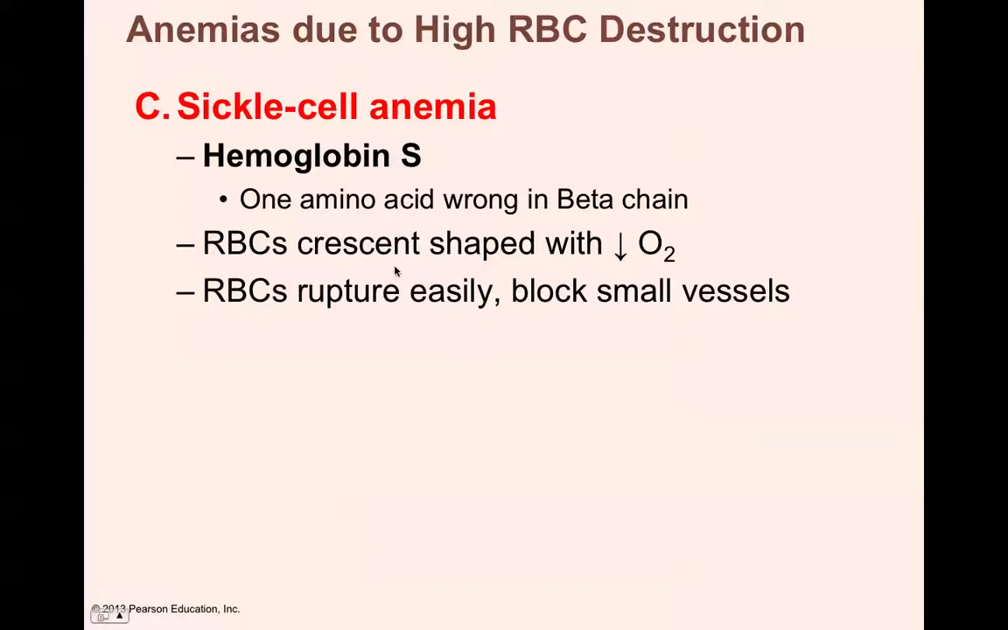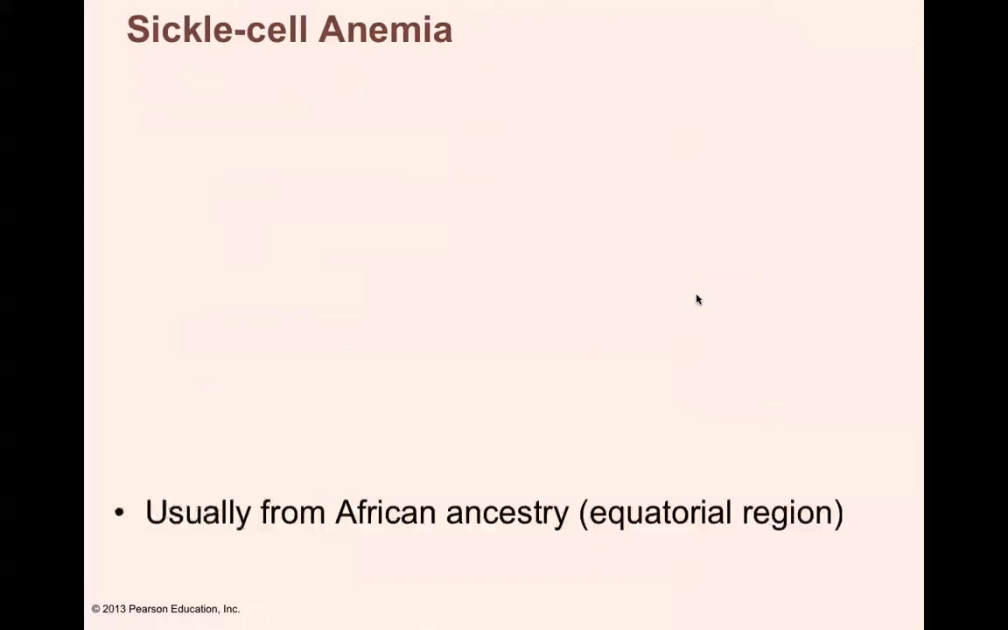The red blood cells will become crescent shaped when there's decreased oxygen. When the person is under stress, when they get sick or whatever, and there's decreased oxygen, these red blood cells just pop into this crescent shaped structure, which can actually get blocked. They can block small blood vessels. They get trapped because their shape is very brittle. The red blood cells rupture easily, blocking small blood vessels.